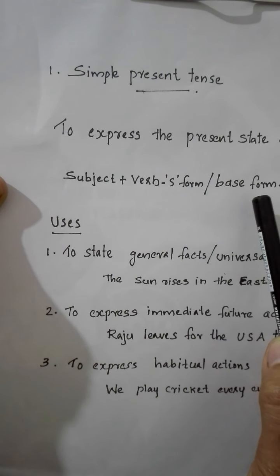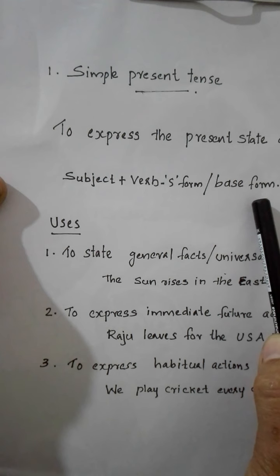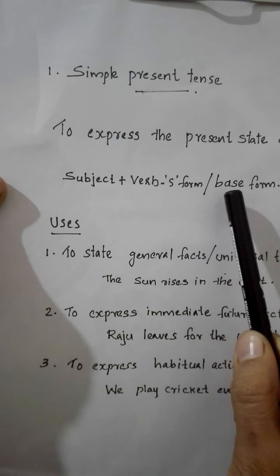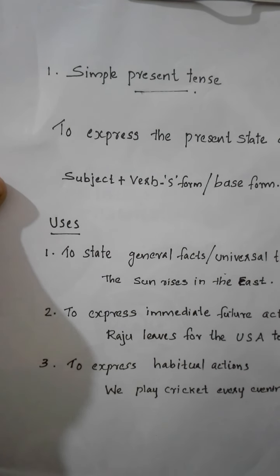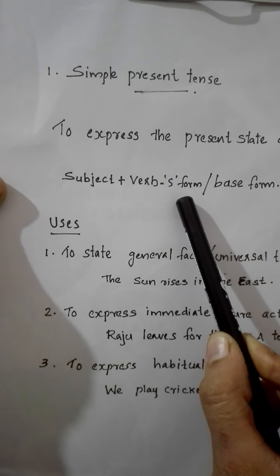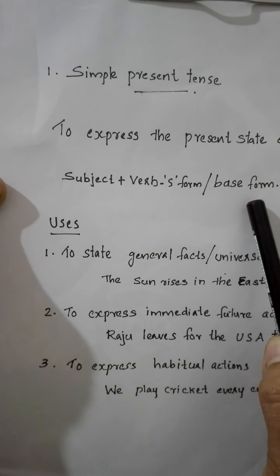And if the subject is plural, we should use the base form of the verb. And with the subject I also, we should use the base form of the verb. Clear? Subject plus verb's S form or base form we should use in simple present tense to construct a sentence, right? If the subject is singular, we should use the S form of the verb, and if the subject is plural, we should use the base form. And with subject I also, base form of the verb.